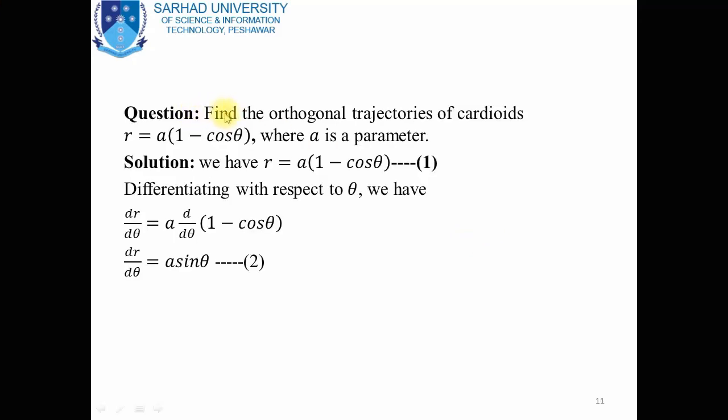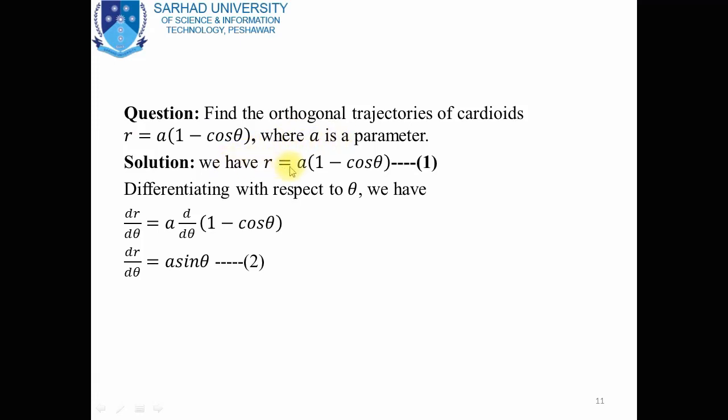Now another example. This is the polar form of a family of curves, and we have to find a family of curves which is orthogonal to this family of curves. Now find the orthogonal trajectory for the cardioid r is equal to a into 1 minus cos theta, where a is a parameter.